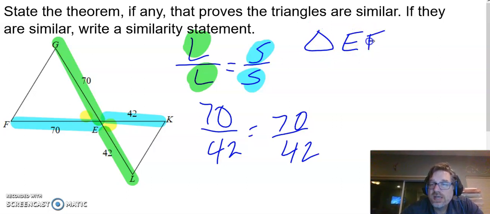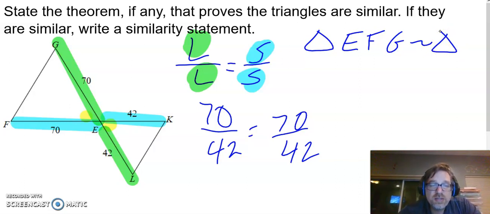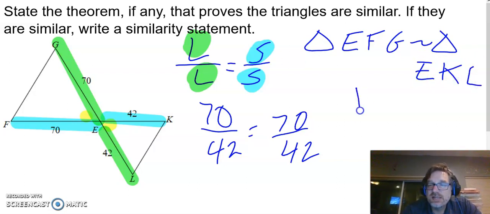Triangle EFG is similar to triangle... Okay, so I went EFG, yellow, blue side, blank side. Yellow, blue side, blank side. So I'm going to go yellow, blue side, blank side, and that is similar by side, angle, side. Boom.